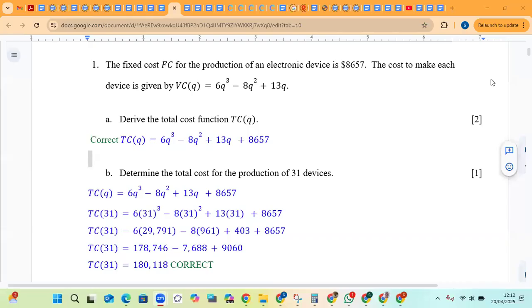In this recording, we are going to discuss number 1D in the MATH313 practice quiz. It says, determine the total cost for the production of 31 devices. So let us go to see where we can get some help with this question.